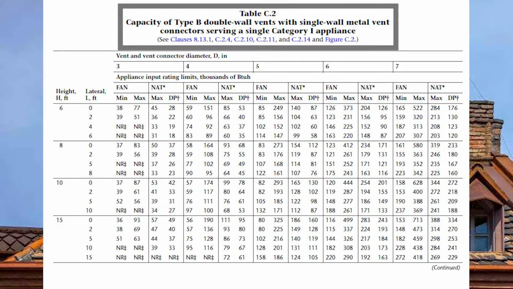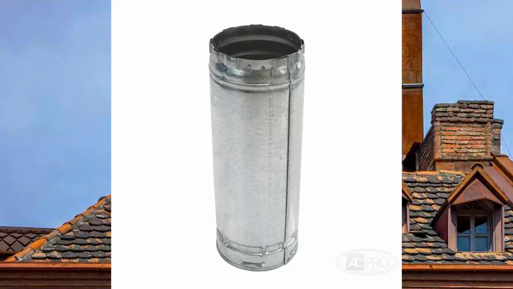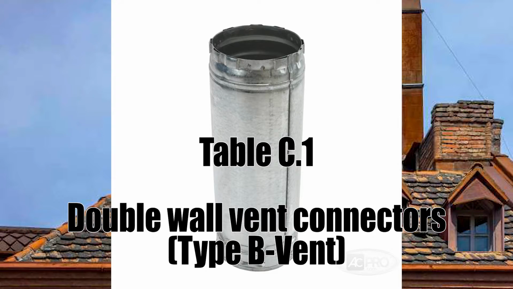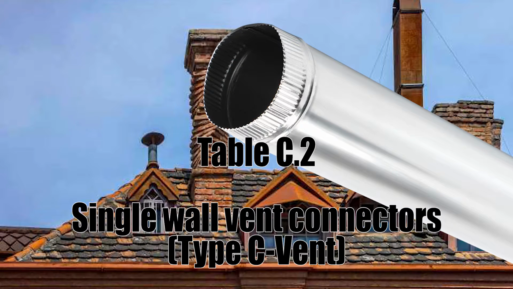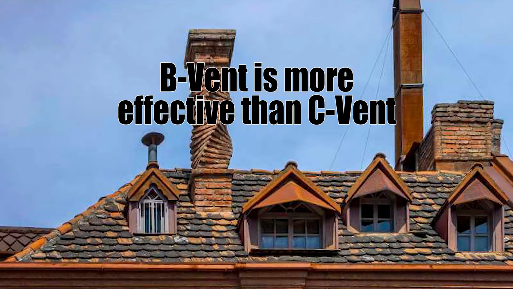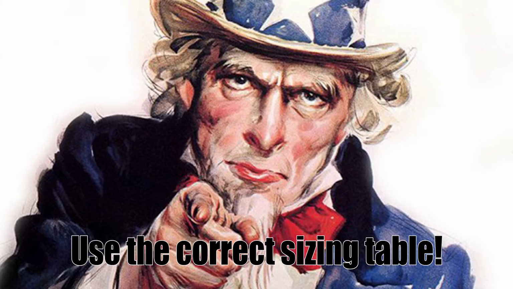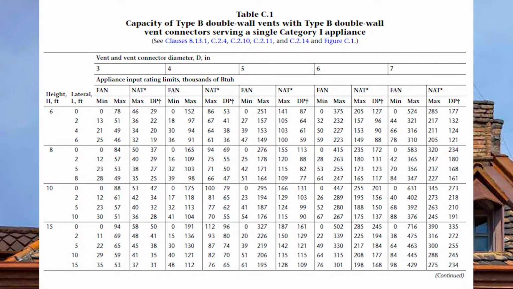So the key difference there, table C1 is for double wall vent connectors or B vent. Table C2 is for single wall vent connectors or C vent. Now it does have an effect on the sizing tables because B vent is double wall. It's insulated slightly. That means it can handle more temperature and it'll also hold in more temperature. Therefore, it drafts better. So it is important that you choose the right sizing table because it can change your size. Let's take a closer look at table C1.